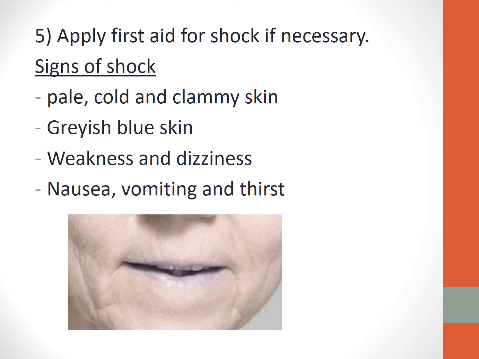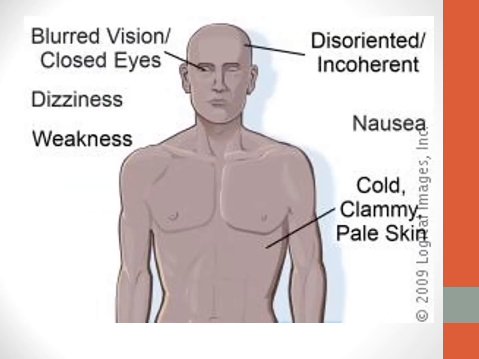Like you can see in the picture here, this person looks really pale, grayish blue skin, especially the lips. The person is feeling weak or dizzy. The person may feel nausea, may be vomiting, or may feel very thirsty. So this is a picture that tells you how do you know a person is going to shock. They will also have blurred vision.